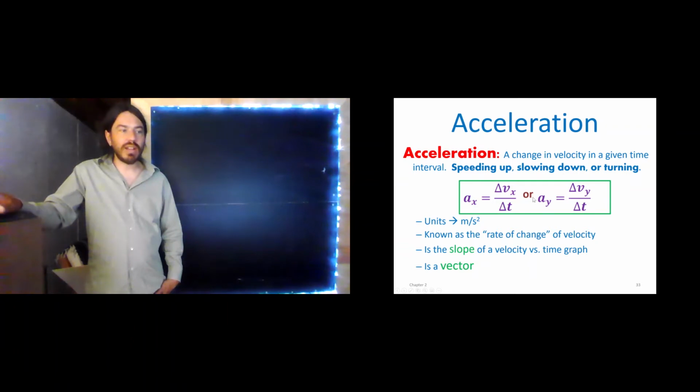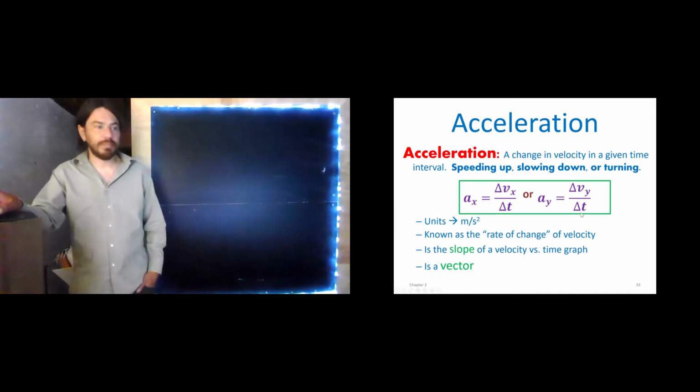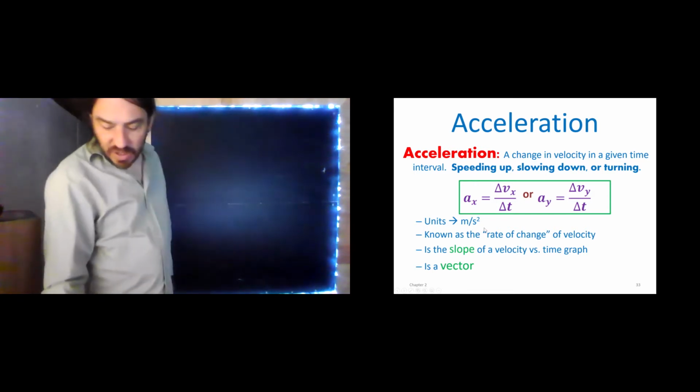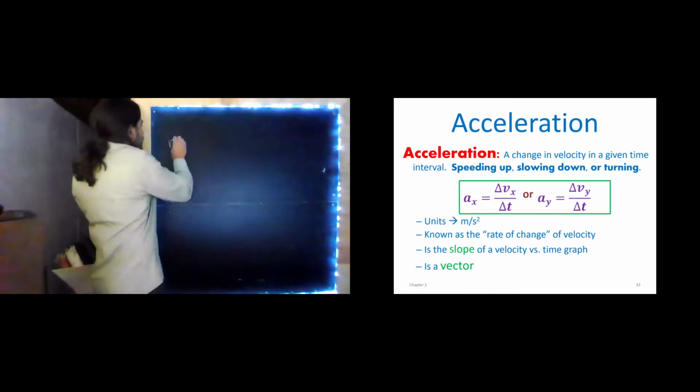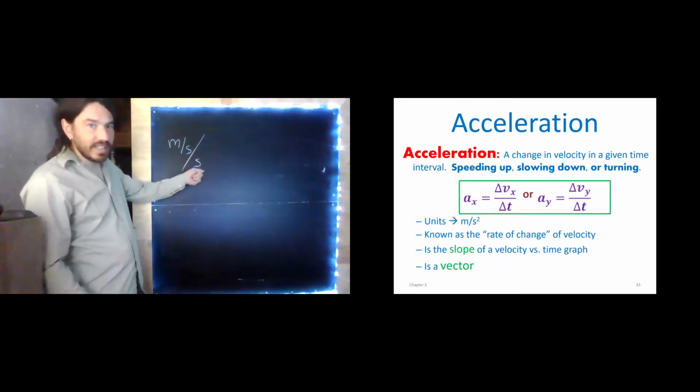Since it's a change in velocity in a change in time, that means that our acceleration is a change in velocity over change in time. It could be in the x direction or in the y direction. If it's in the y direction, it would be the change in the y velocity over a change in time. It is a compound unit. It is meters per second squared. And we should really interpret meters per second squared as meters per second per second. In other words, every second, how much are your meters per second changing?